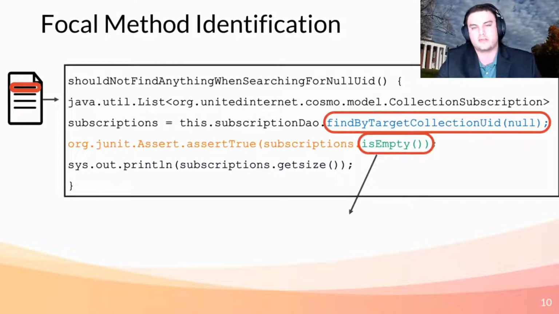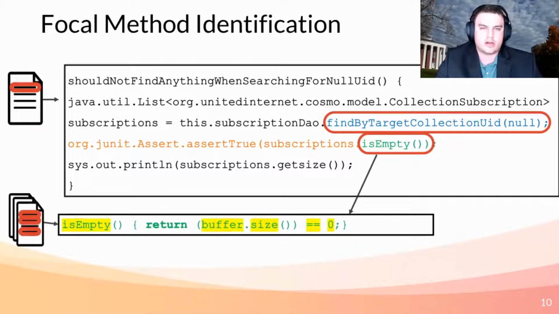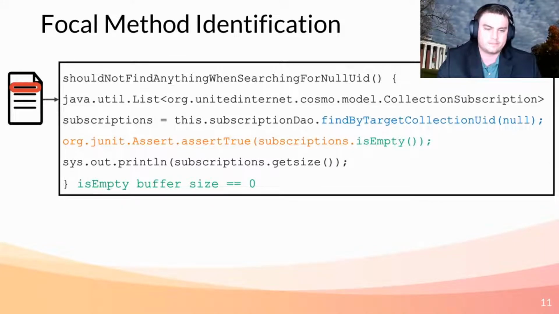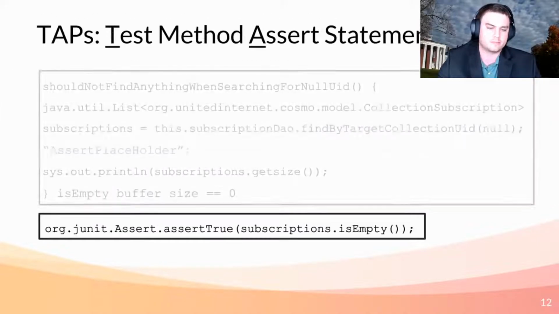Once we've identified the focal method, we then extract the literals, identifiers, operators, and constants associated with that focal method, meaning that we leave all structural information and language keywords behind. We then append this context to the end of our test method. This provides enough information for the neural machine translation model to generate an appropriate assert statement.